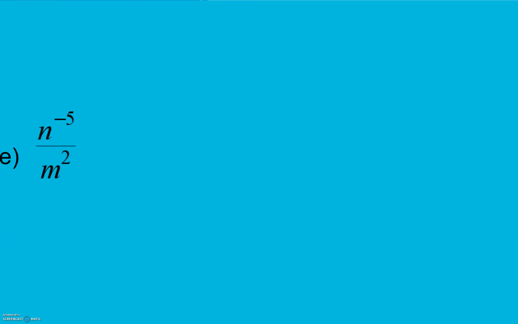E. My n, I need to move in order for it to be positive. And my m stays because it's already positive. I only move things if they're negative. And again, we need to show those are in the denominator by putting them underneath our fraction bar. If there's nothing in our numerator, we put a 1.